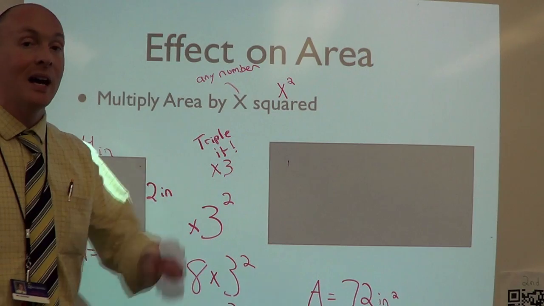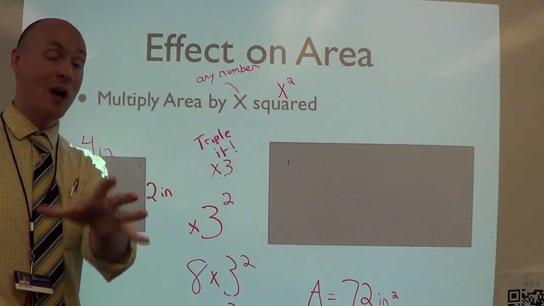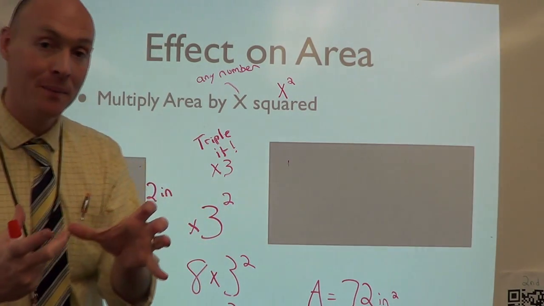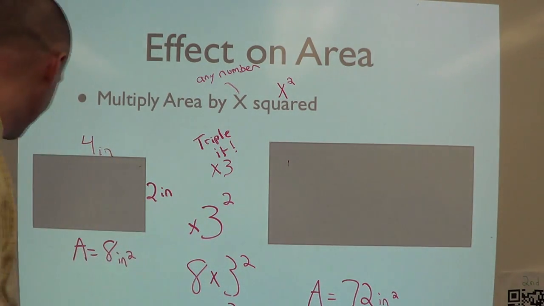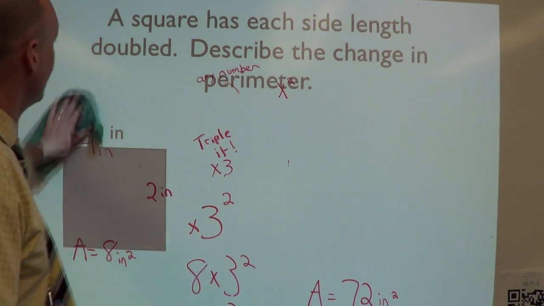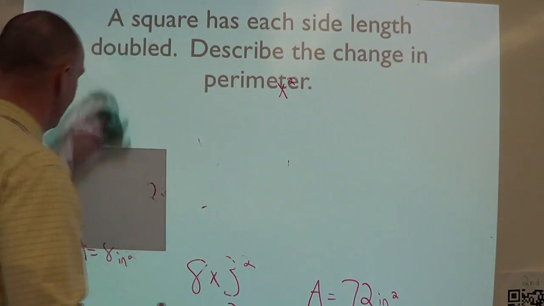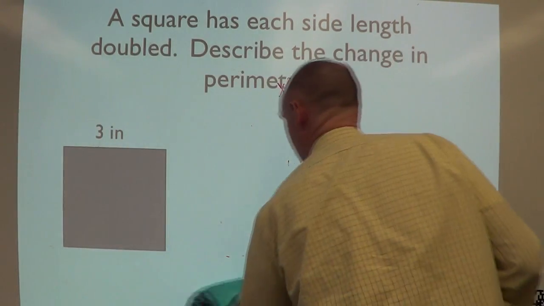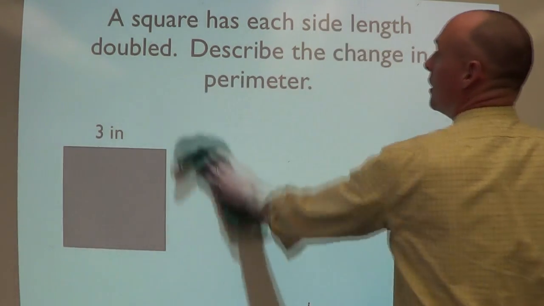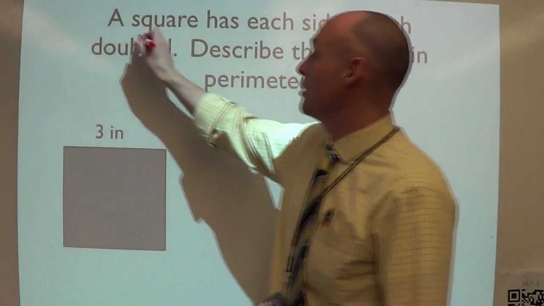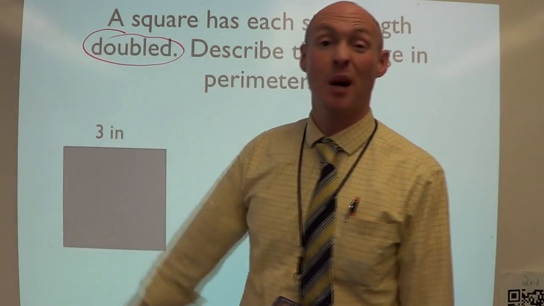Okay, I gave you some problems to try. Keyword: try. What I want you to do is just give your best effort. We'll talk about it in class tomorrow. Here I have a square. A square has each side length doubled. That's my key word. Remember, doubling is times 2.